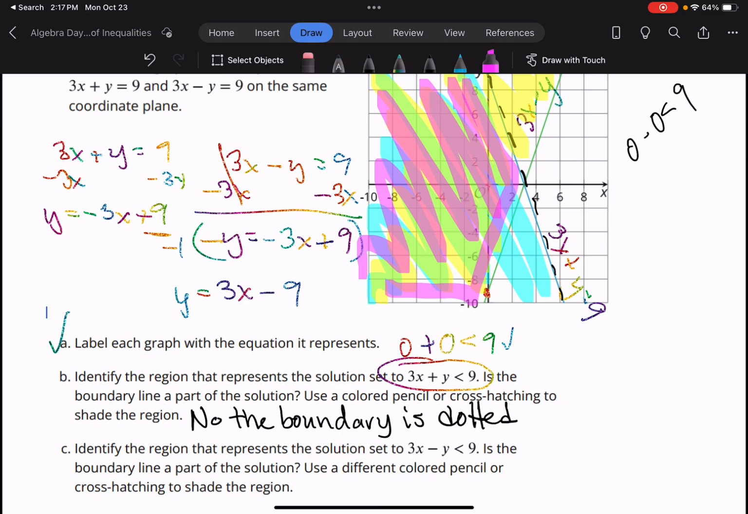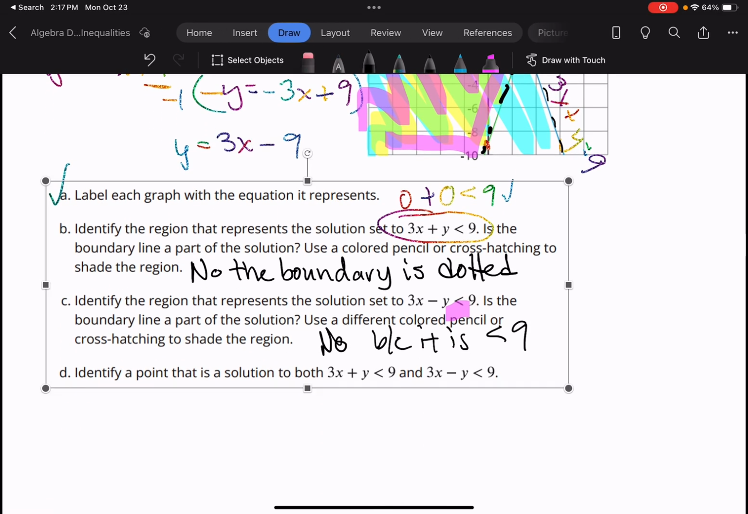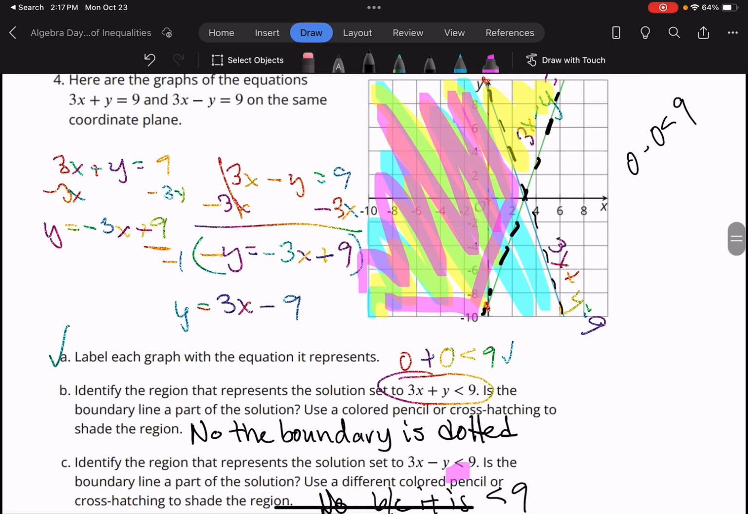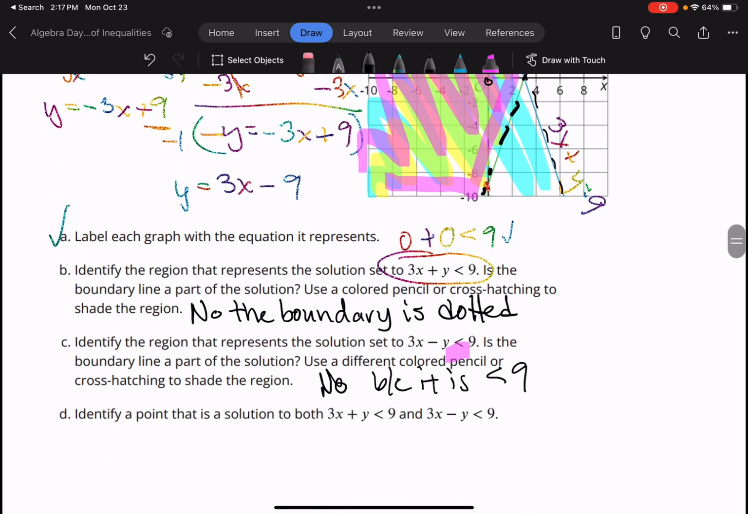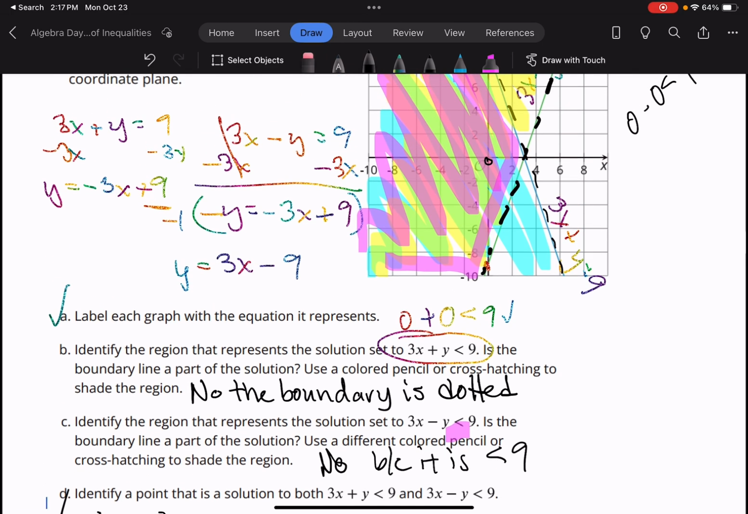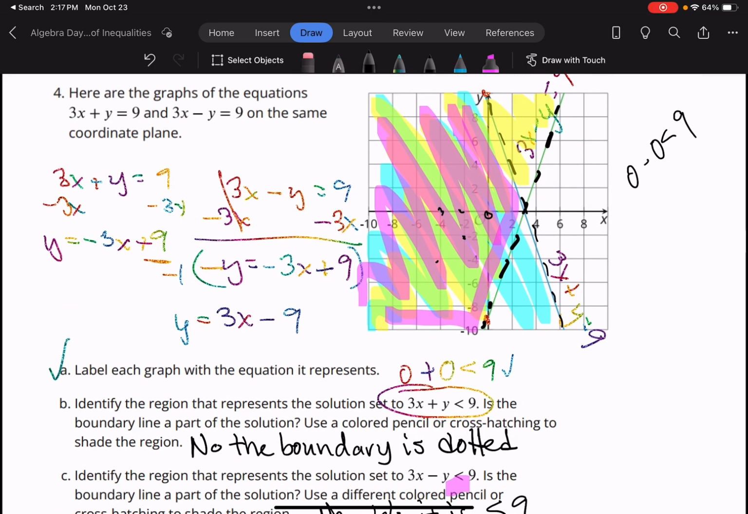So it says, and then in this case it's less than 9 too, so no, because it is less than 9. So again, let's go ahead and go back and we'll make this also a dotted line. It says identify a point that is a solution to both of them. So all you have to do is select any point, right? 0, 0 is the most obvious one that is a solution to both. If I plug in 0 here, I get 0 is less than 9. If I plug in 0 here, I get 0 is less than 9. Boom, 0, 0 is an obvious one. You could also say negative 2, 0, negative 2, negative 2, negative 4, negative 4, right? Negative 4, negative 2, whatever you want. Anything that's in this pink zone up here.